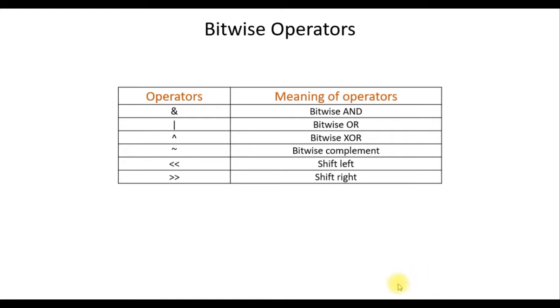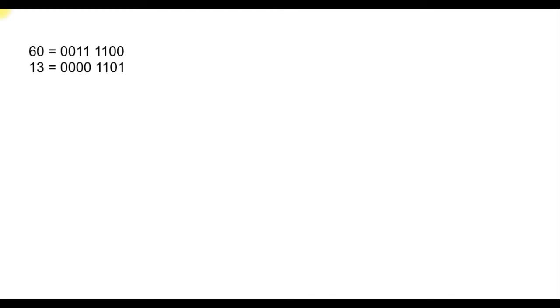And we have different operators here, like we have the AND operator. This is the bitwise AND. Remember, in logical AND we had two ampersands. In bitwise AND we have single ampersand. We have the bitwise OR, we have the bitwise XOR, the bitwise complement, the left shift and the right shift. Let's look at how they work.